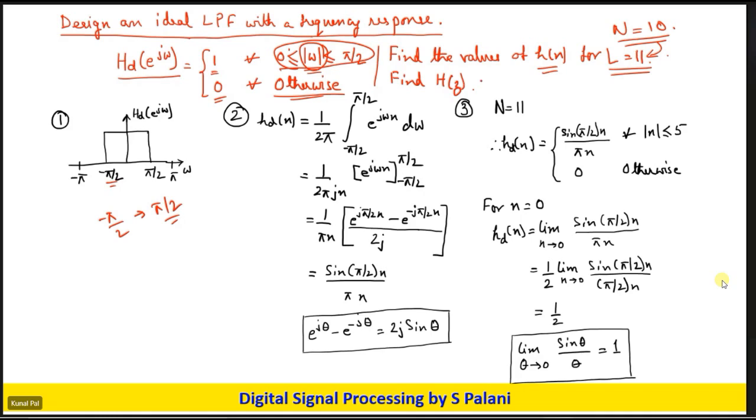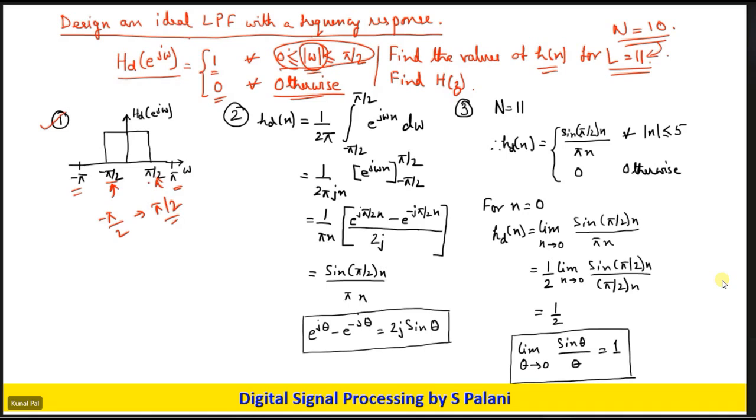Now it says to find the transfer function of the filter, and then you can realize the filter too. So what was our first step? The first step was to draw the frequency response, and the frequency response is minus π to π, and we have seen that ωc over here is given by π/2. So minus π/2 to π/2, we are getting the limit.